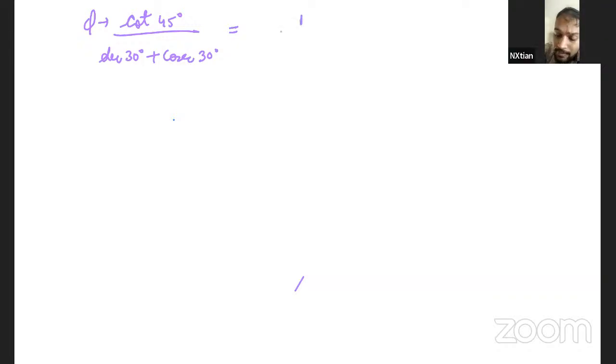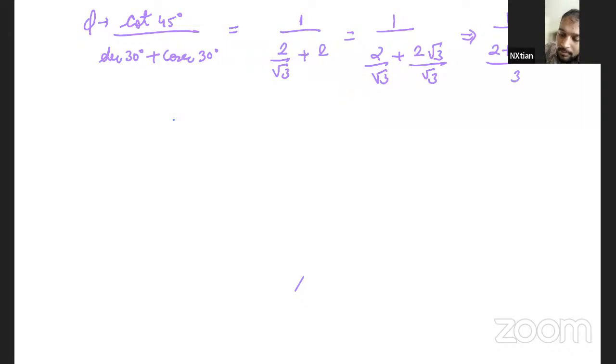Okay, cot 45 degrees, 1 upon sec 30 degree. What is sec 30 degree? I guess 2 by root 3. Plus cosec 30 degree, it's 2. It becomes 1 upon 2 upon root 3 plus 2 upon root 3. It becomes 1 upon 2 plus 2 root 3 upon 3.